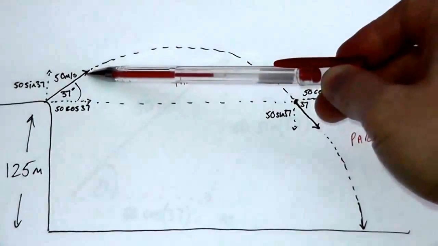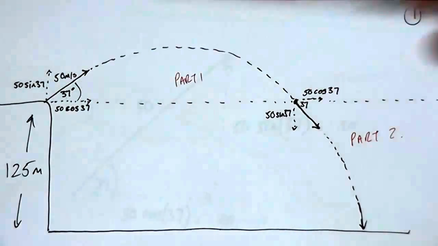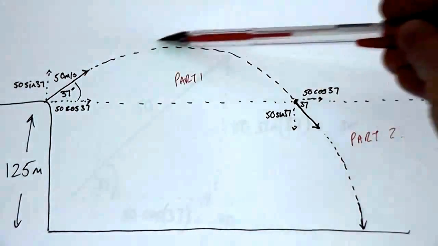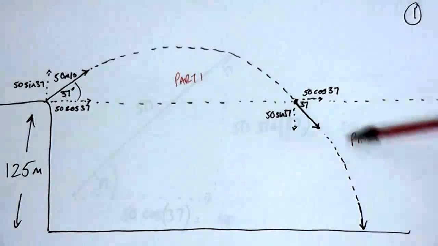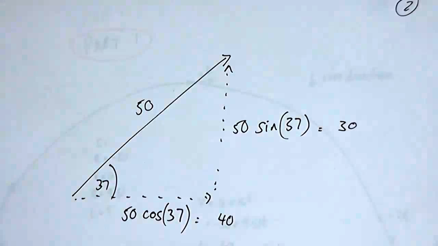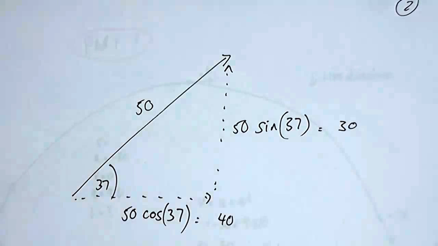The vector here is 50 metres a second, so it has a horizontal and a vertical component, which is related to 37 degrees above the horizontal. You need to do this question in 2 parts. The first part is when the ball is above the horizontal, and the second part is when the projectile is below the horizontal. So the first thing we do is resolve the vector into its horizontal and vertical components.